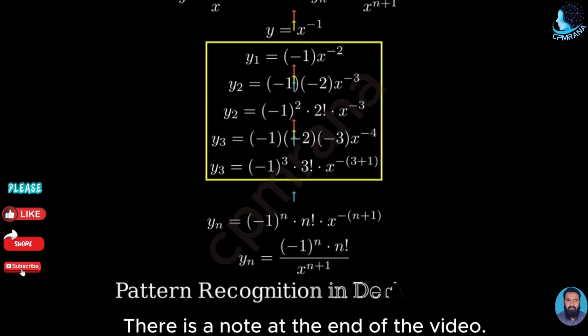This is a beautiful example of how mathematical patterns can help us find a general formula for the nth derivative. By observing the pattern in the first few derivatives, we were able to deduce the formula for any derivative number.